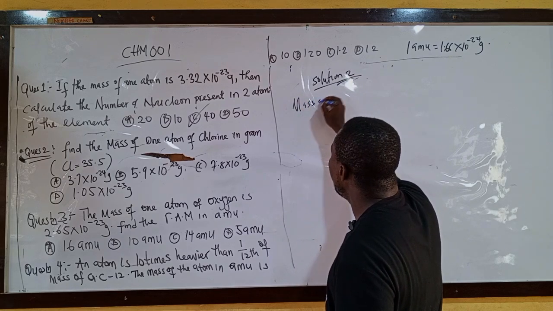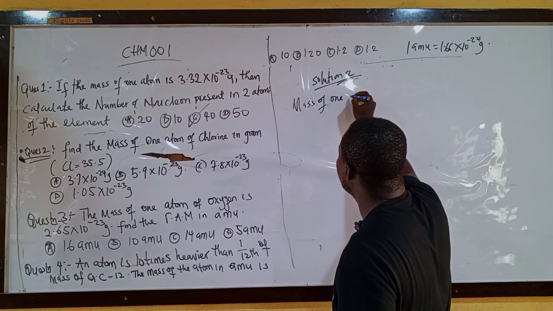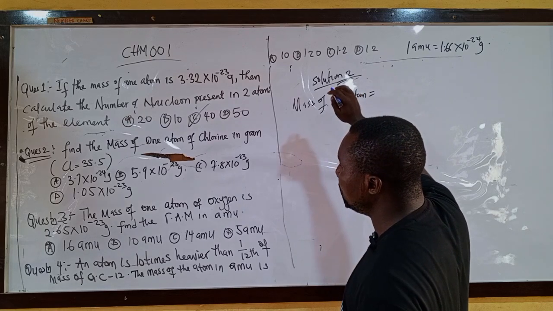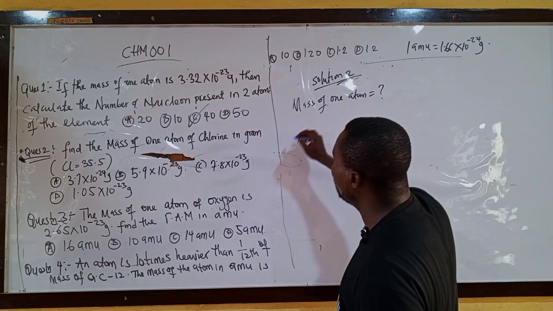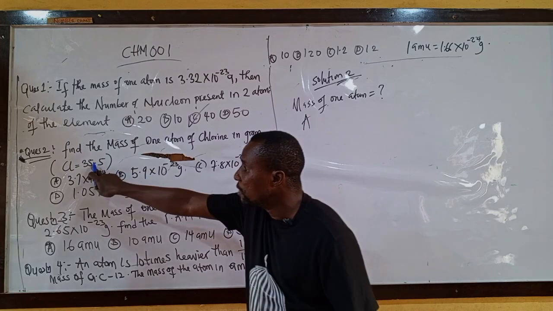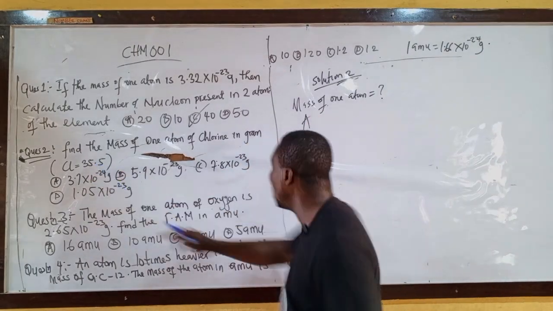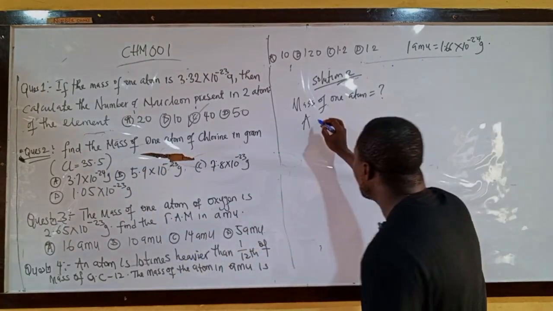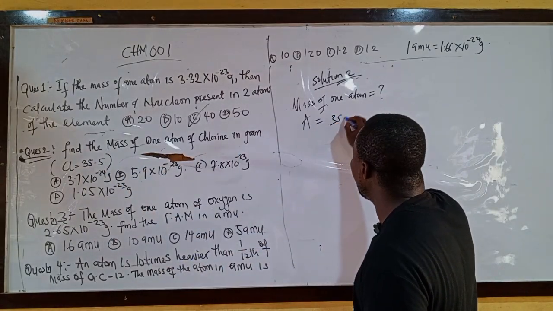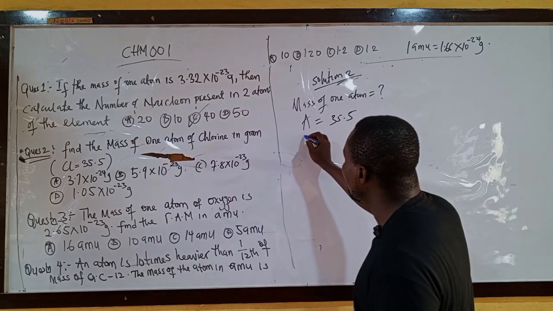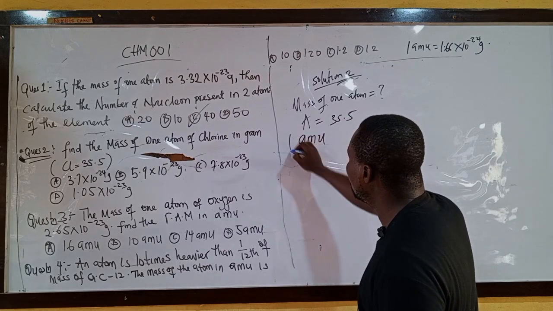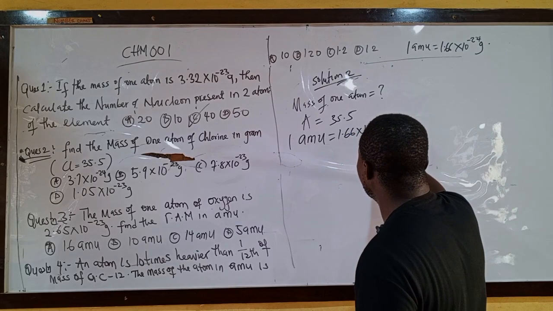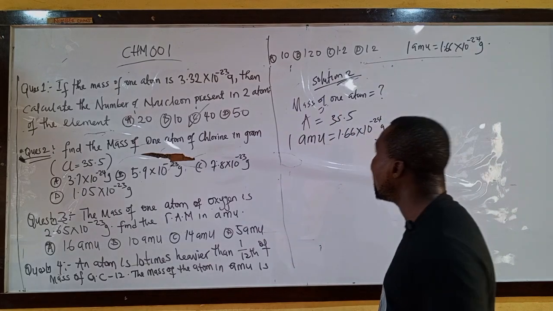Mass of 1 atom of chlorine is unknown. You are given what? A. That means the nucleon number, which is the mass number of chlorine, or the relative atomic mass of chlorine, as 35.5. Then you know that 1 atomic mass unit is 1.66 times 10 raised to the power minus 24 gram. They say calculate this. And what is the formula?